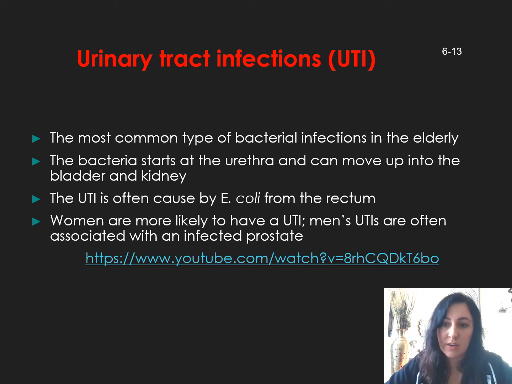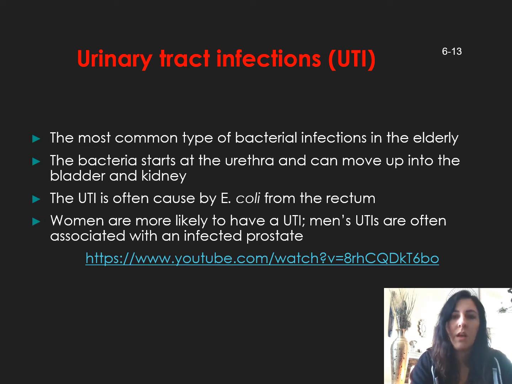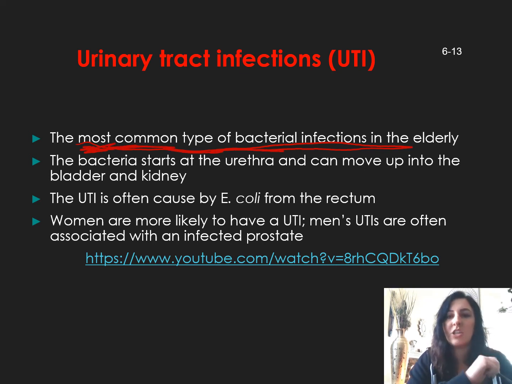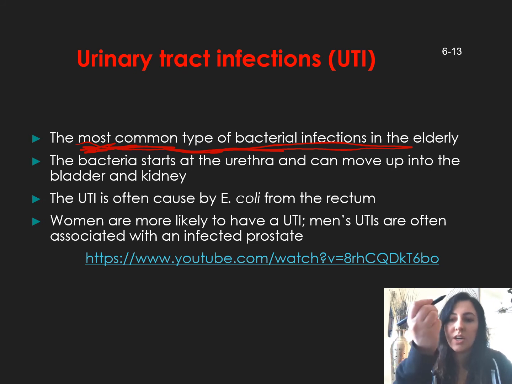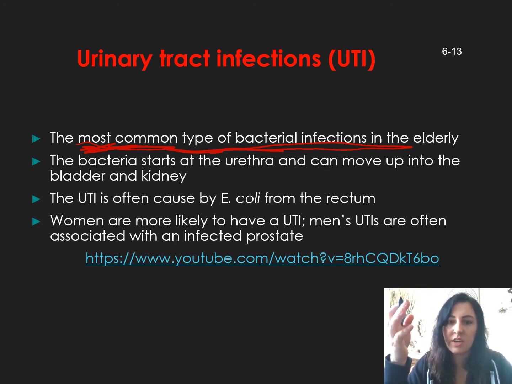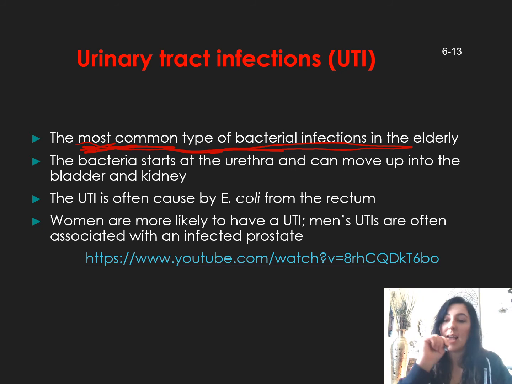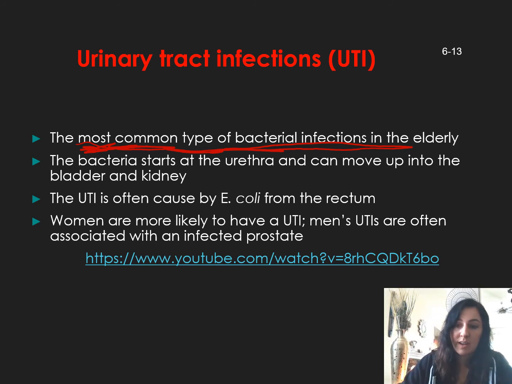So next we have urinary tract infections, or UTIs. This is the most common type of bacterial infection in older adults. The bacteria starts in the urethra, and then it moves up to the bladder and to the kidneys. The urinary tract infection is often caused by E. coli from your rectum. Usually this is going to happen when you don't wipe yourself correctly. Remember, you want to go front to back. Or buy yourself a bidet. Clean yourself with water, and then that won't necessarily be a problem.